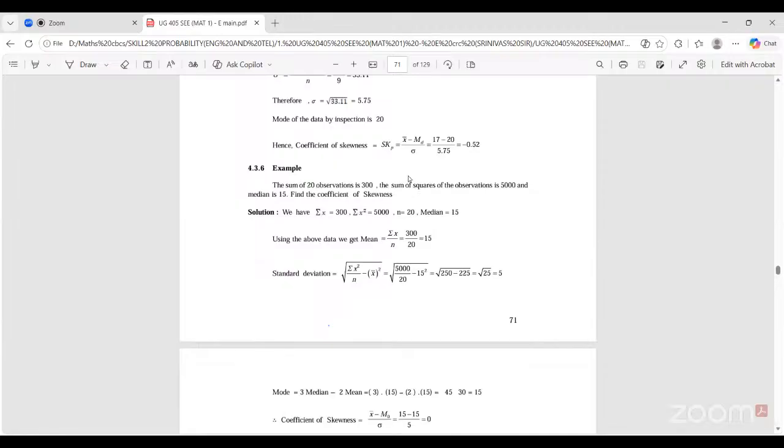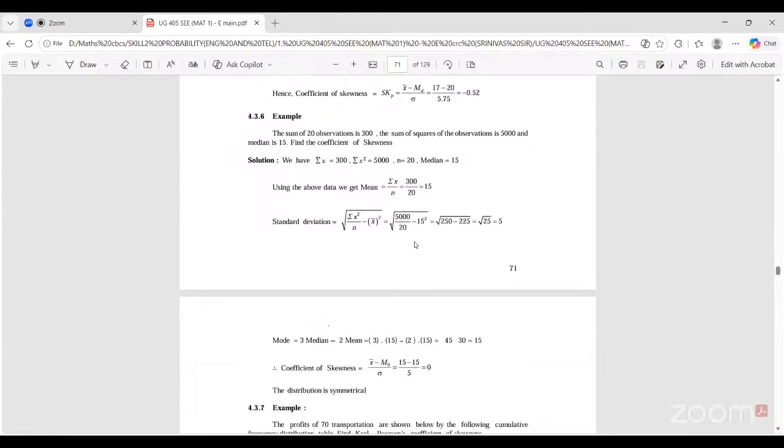Another problem: the sum of the 20 observations is 300, the sum of the squares of observations is 5,000, and the median is 15. Find the coefficient of skewness. Summation of x is 300 and summation of x square is 5,000, median is 15, and n is 20. So x bar is 300 by 20, which is 15. Summation of x square by n is 5,000 by 20, which is 250, minus 225, that is 25, so the standard deviation is 5.